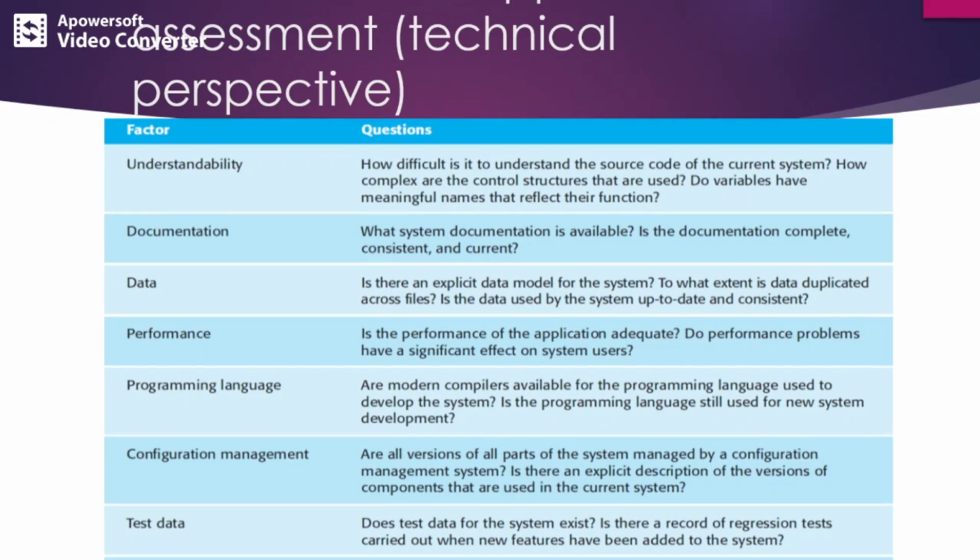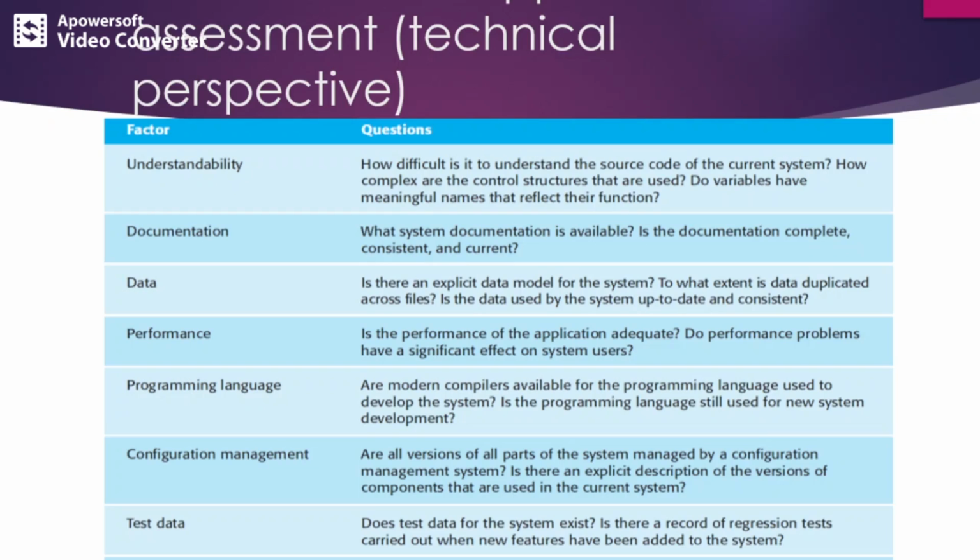Next, we'll see the factors used in application assessment. What are the factors used in application assessment? That is from a technical perspective. The first factor is understandability. How difficult is it to understand the source code of the current system? Understandability means you need to know how difficult it is to understand the source code of your system. How complex are the control structures that are used?